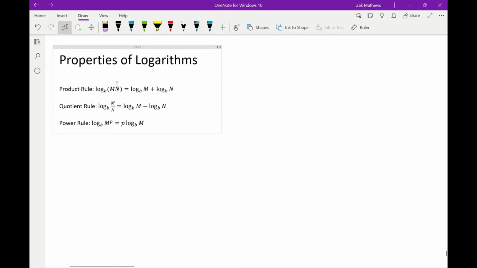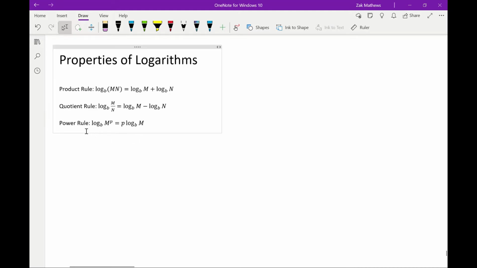Notice how we started with a single log, and we've broken it apart using two different logs with addition between them. Next, we have our quotient rule. Quotient rule says if we take log with some base b of m divided by n, we can break that apart as log base b of m minus log base b of n. Very similar to the product rule, but instead of using addition now, we're using subtraction. But it's the same idea where we're taking that single log and breaking it apart as two different logs of just single term items.